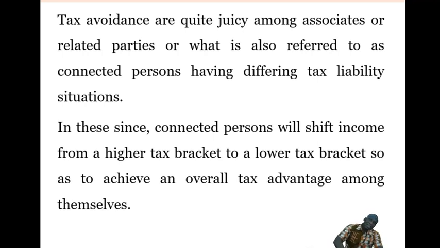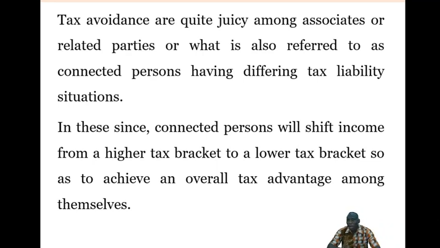That's how. So if you want to see how tax avoidance can be achieved, it is juicy among which people? Among associates or related what? Parties, or people that we refer to as what? Connected persons. Then the second point you have to say, having different tax liability situations. When these related parties have different tax liability situations, they will want to engage in all forms of tax avoidance to shift tax from a higher tax bracket to a lower tax bracket for the overall advantage of the related parties involved.